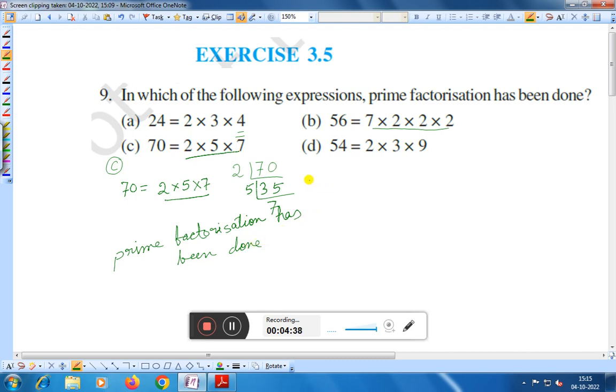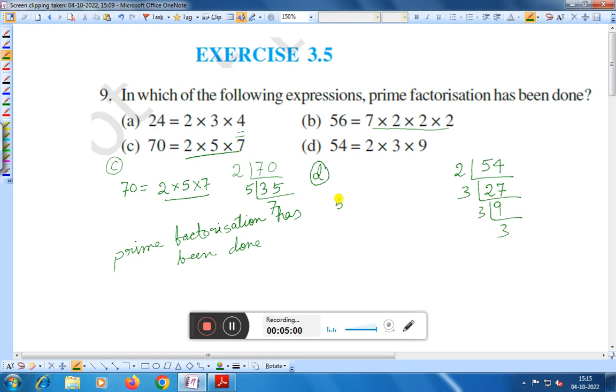Now, question number D. Question number D is 54. Let us take the prime factorization of 54. 54 will be divided by 2. That is 2 times 27 is 54, 3 times 9 is 27, and 3 times 3 is 9.